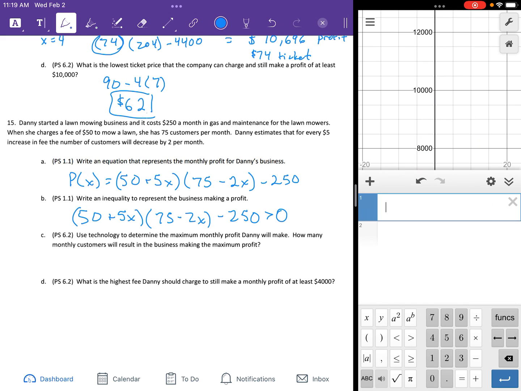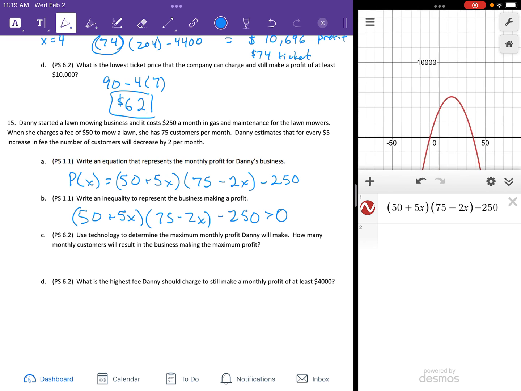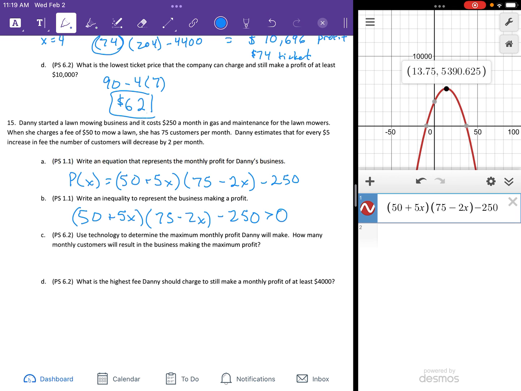Again, we're using technology, so here's Desmos one more time. Write it out. We got 50 plus 5x, 75 minus 2x, minus 250. And this is our graph. There is our parabola. Again, we have a decimal. It's closer to 14, so we're going to round to 14. So x will be 14.